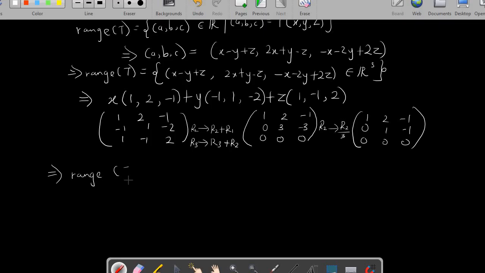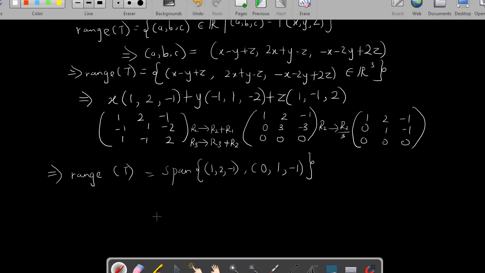So from here, this implies that our range, so anytime they give you range, this is how you go about it. Your range now is equal to the span of your basis. So you have 1 2 minus 1 and 0 1 minus 1. So this is your range. Alright, so one may say 0 0 0 should be there. It can't be there, because your basis has to be linearly independent vectors, and this one does not satisfy that.